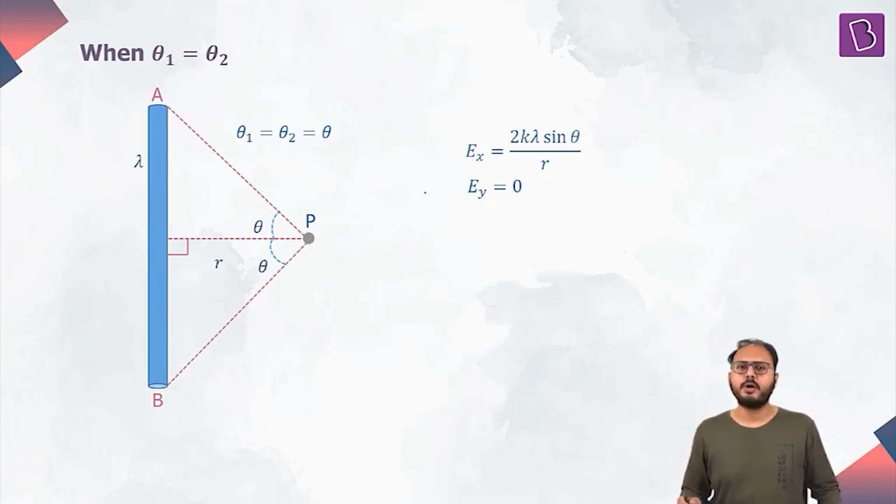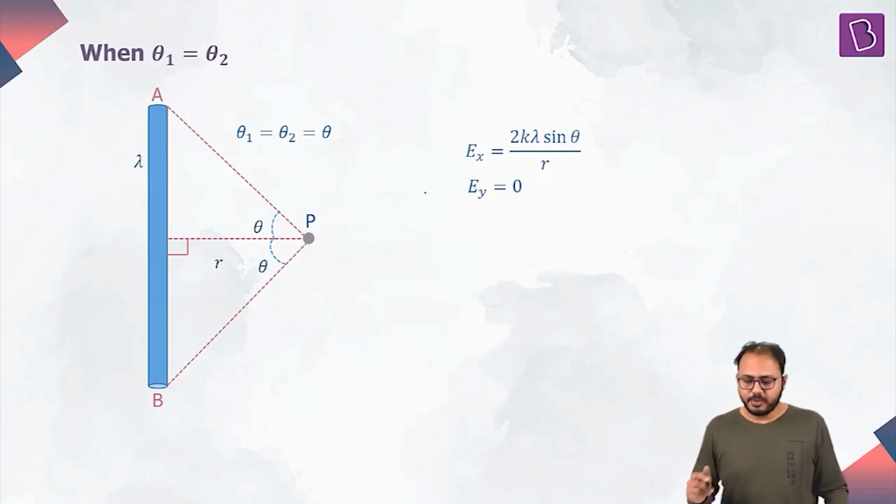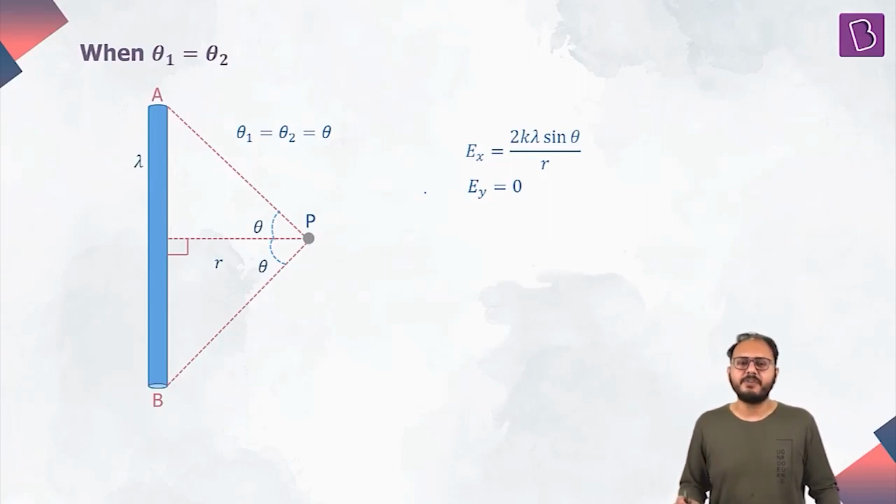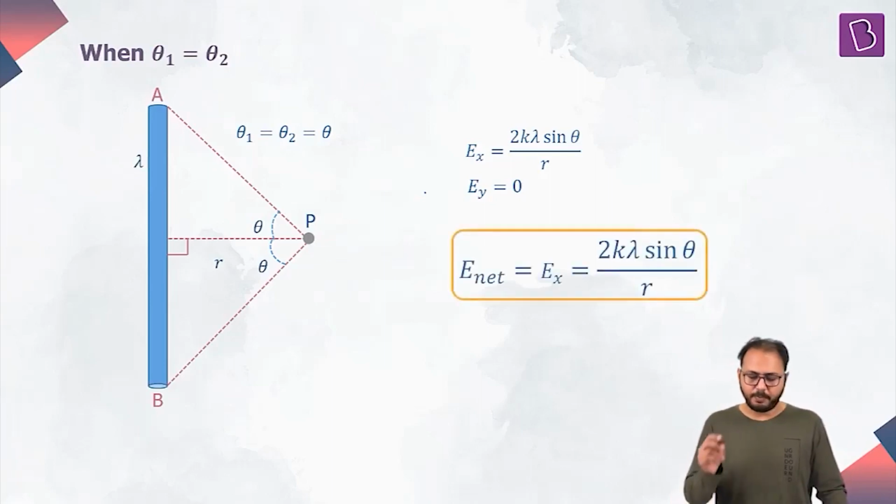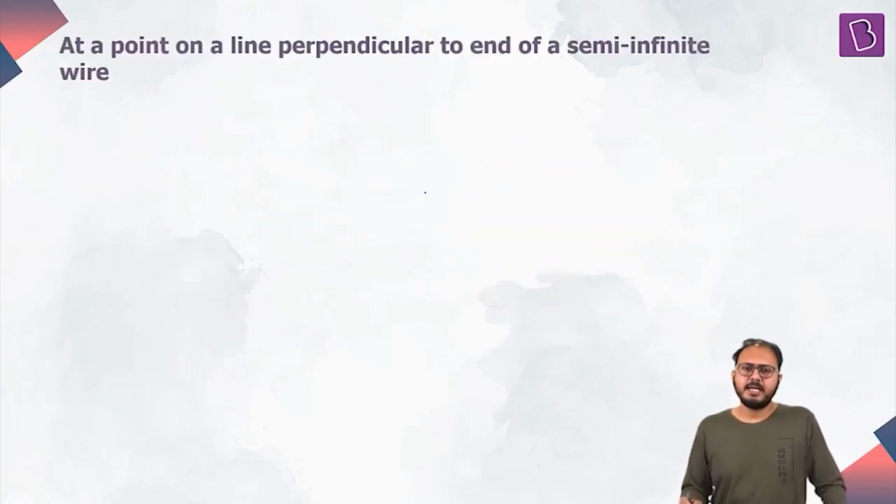Tell me, for this rod, what is the only unique line of symmetry? Perpendicular bisector. Is it positive? Yes, away. Is it negative? Towards. So 2k lambda sine theta by r is the field. For a positive charge, it will be pointing away. Got it? Perfect. Let's take an even more special case.